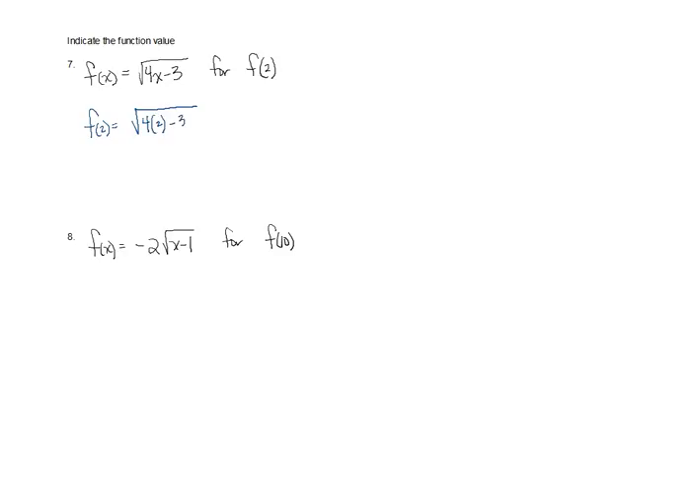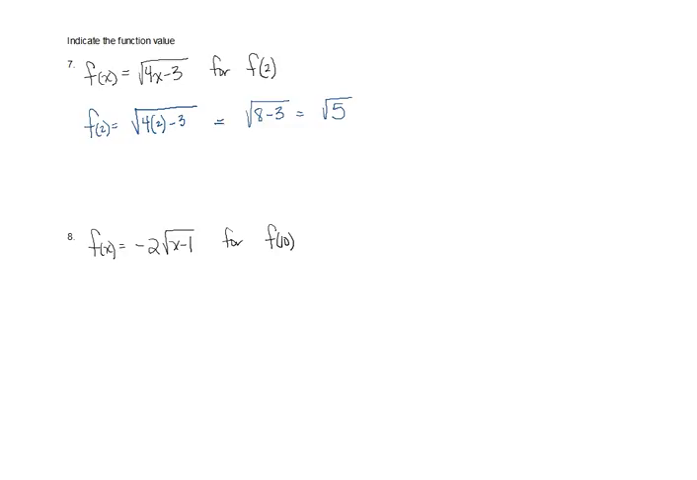Now if we are asked to give an approximate value, we can plug this into our calculator and then round to the necessary decimal points that we're told. If they want an exact answer, we're going to leave it as the square root of 5. In this situation, they don't ask, so we're just going to leave it as the square root of 5.